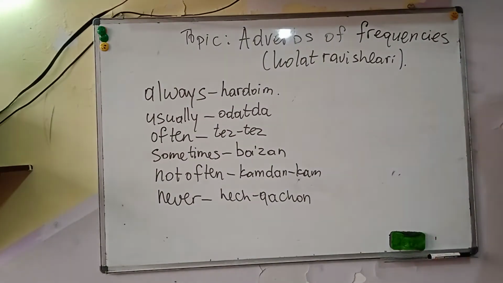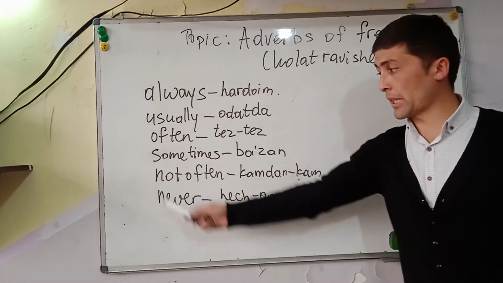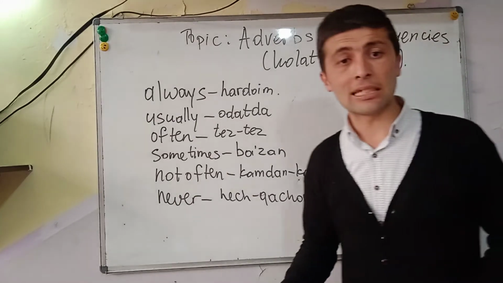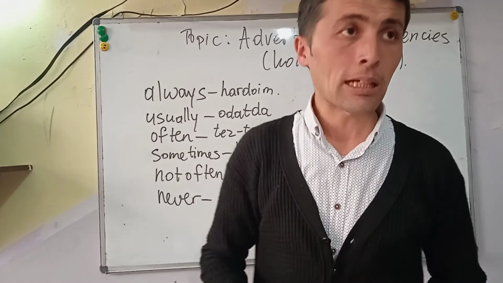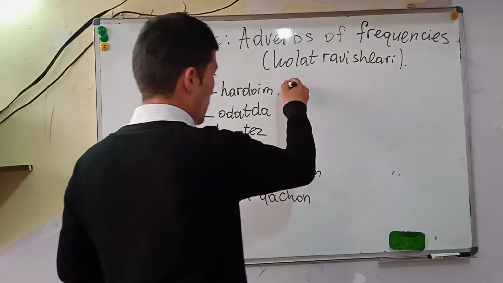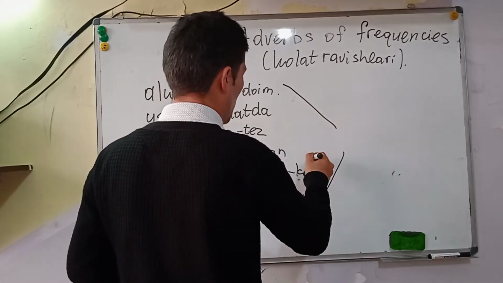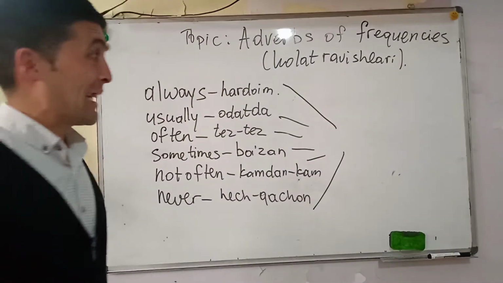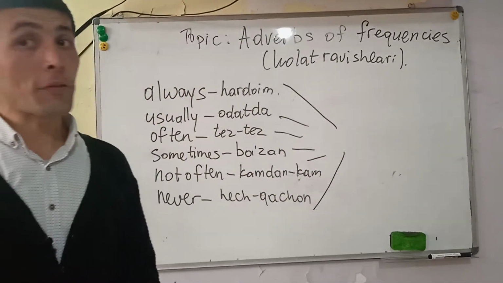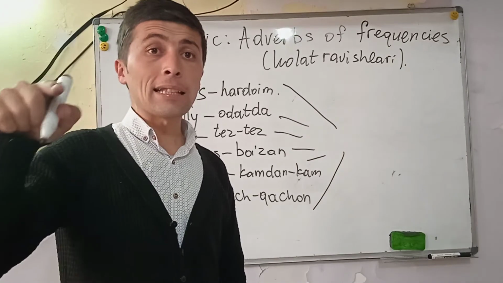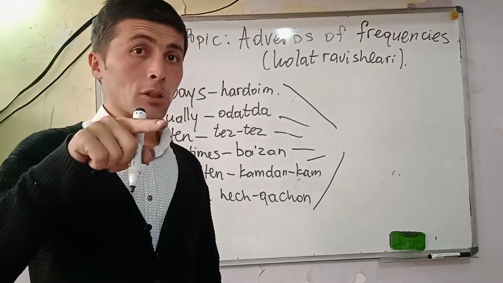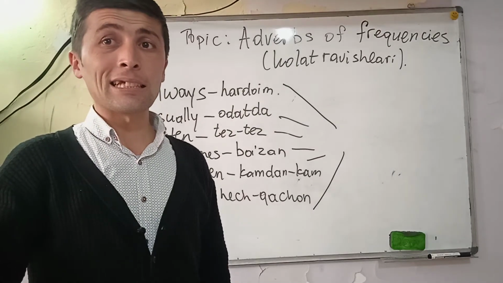How do we use these adverbs of frequency in sentences? We use adverbs of frequency in sentences after the verb to be, and before the main verb. Yani asosiy fe'ldan oldin, to be fe'lidan keyin ishlatiladi.